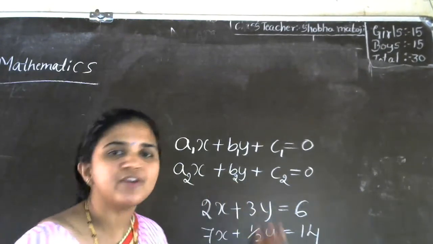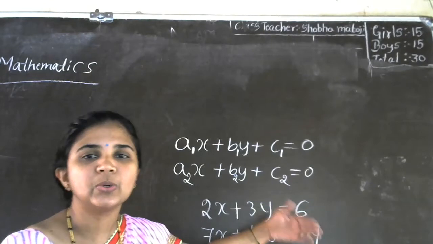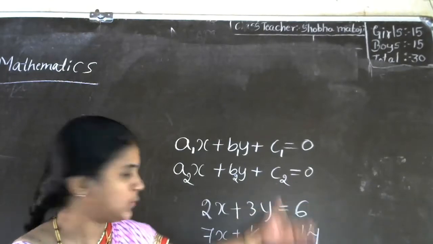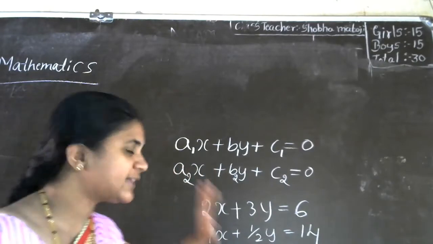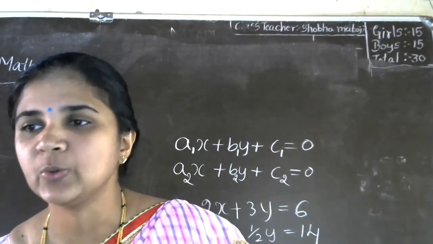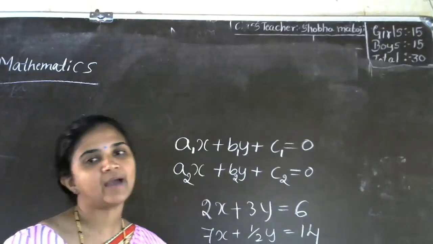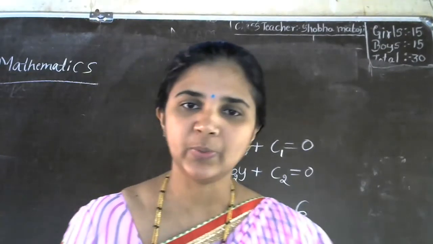Okay, so now we are observing the pair of linear equations in two variables. The two linear equations in two variables are together in the pair. So together we call this a pair of linear equations in two variables. Now I think you have got the idea.